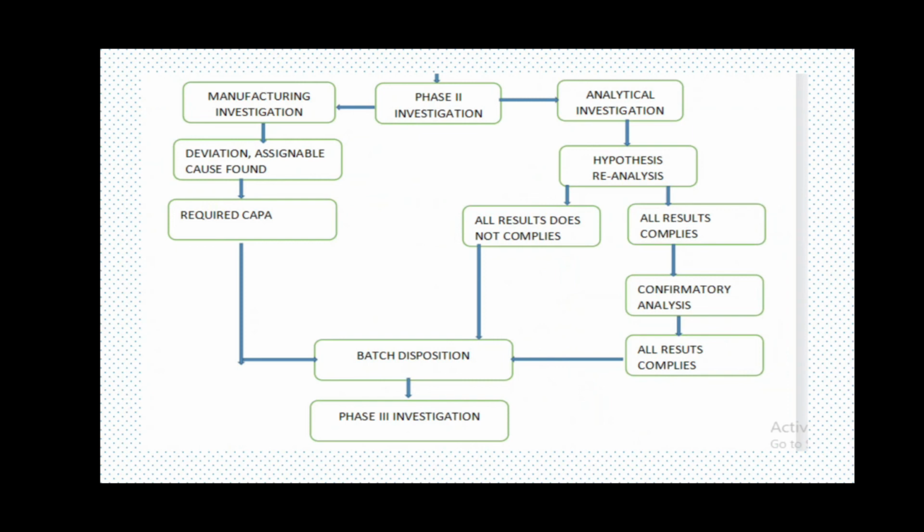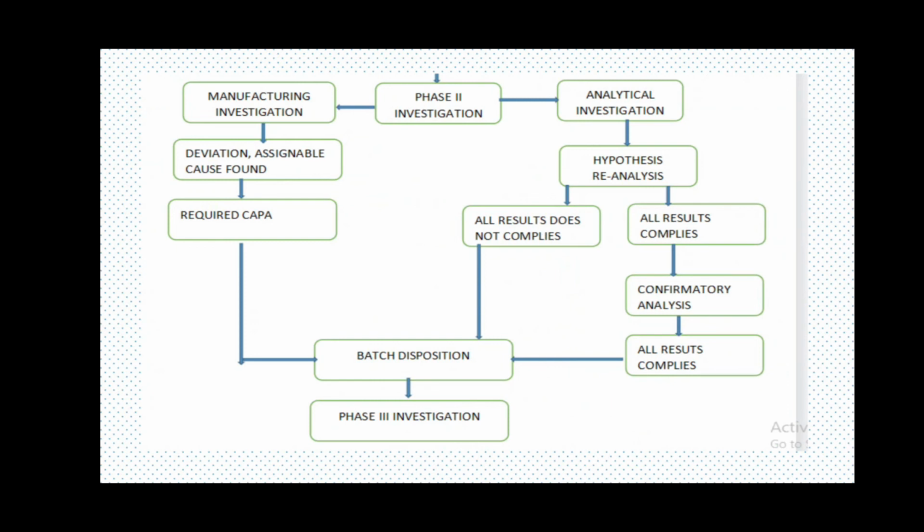In hypothesis testing, if in retest all the results are complying as per specification and the results are precise, then we need to confirm the results with a third analyst, and the third analyst will do the analysis of the same sample 6 times again. If analyst 2 and analyst 3 are confirming the same results and all the results are passing and precise, then those results are reported to the quality assurance department to be considered during batch disposition.